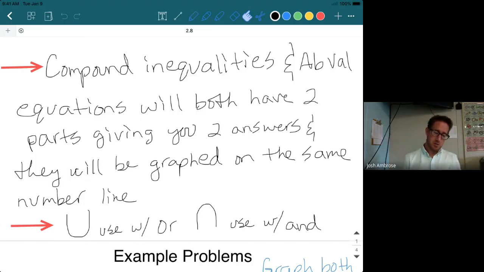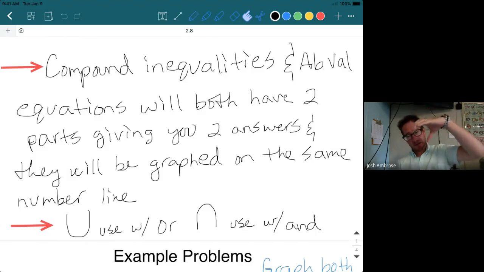Then you're going to see these two symbols here. One looks like a U. You will be using that with the word or, and that basically means it includes both parts. So this U, imagine it like a cup. You could fill it up. It will fill with water. It will hold the water. So it's going to include everything.